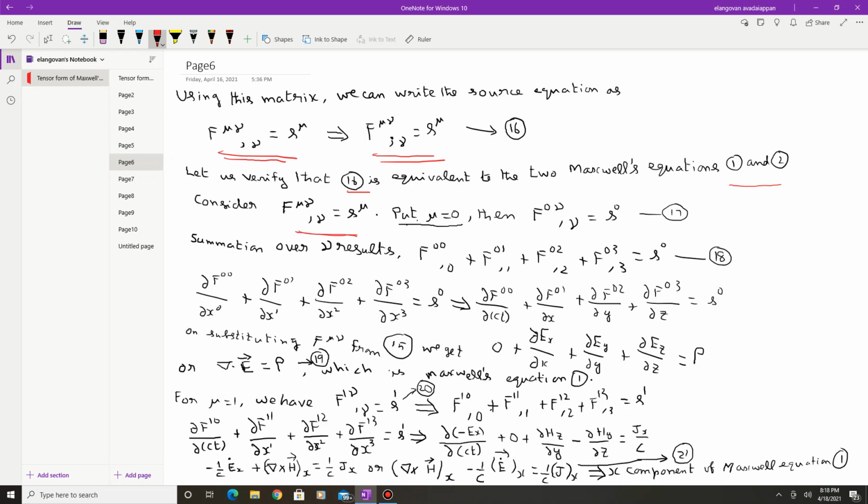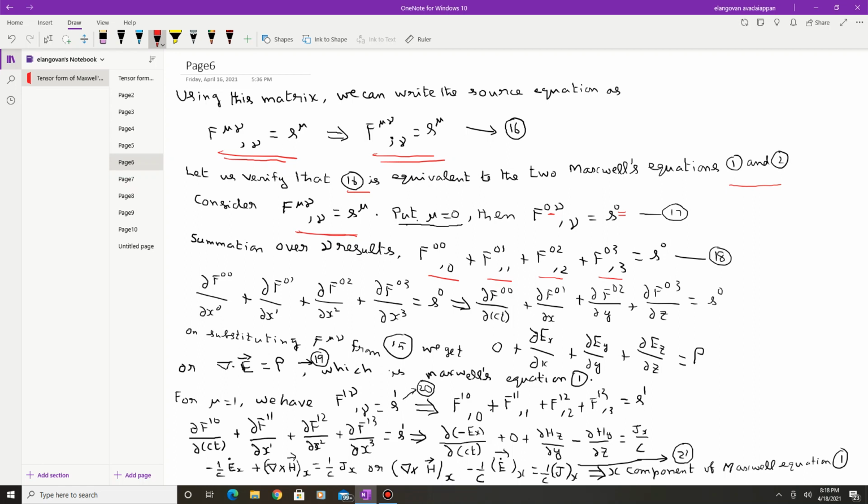First consider this one. You put mu is equal to 0. So this is F 0 nu comma nu, which is equal to S 0. This is the first step. Then there is a summation over nu. Now let us perform the summation. Nu runs from 0 to 3. So if you perform the summation over nu, the first term is F 00 comma 0. The second term is F 01 comma 1. The third term is F 02 comma 2, and the fourth term is F 03 comma 3, which is equal to S 0.